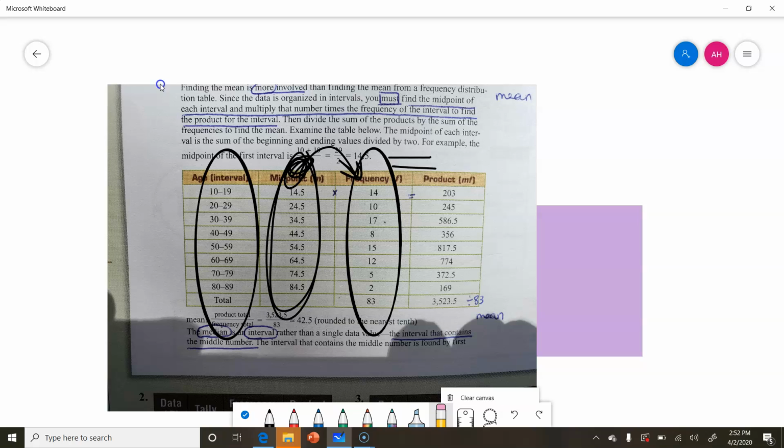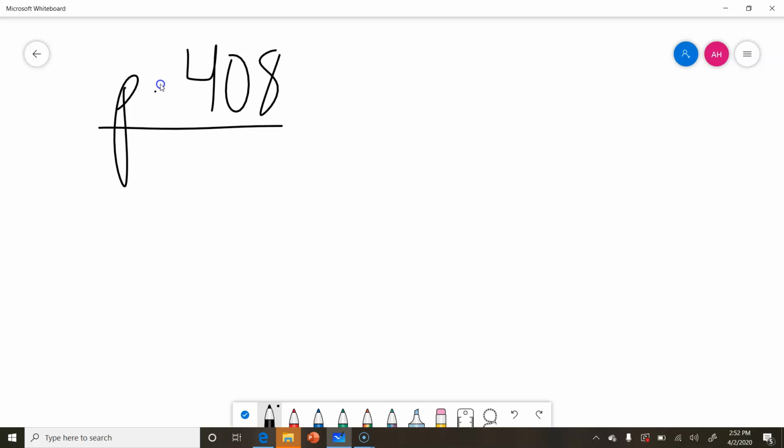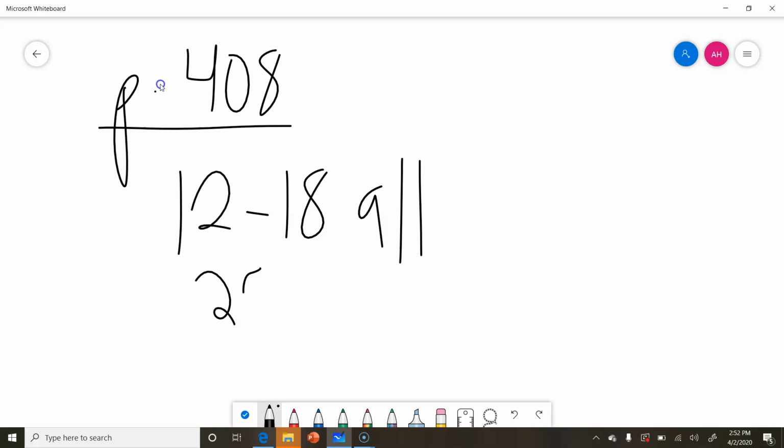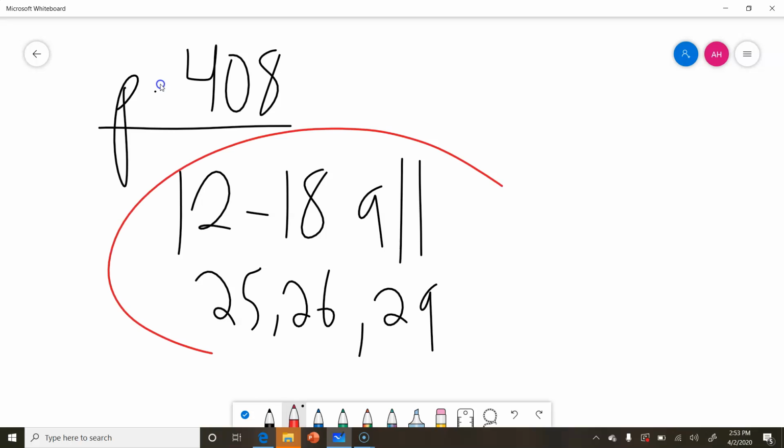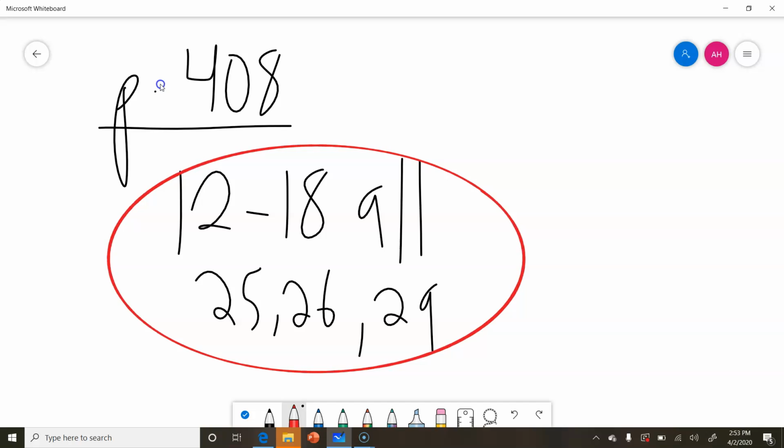So for homework, this is on page 408, and we're going to do 12 through 18 all. Then we're going to do 25, 26, and 29. Okay, that is your homework due Monday.